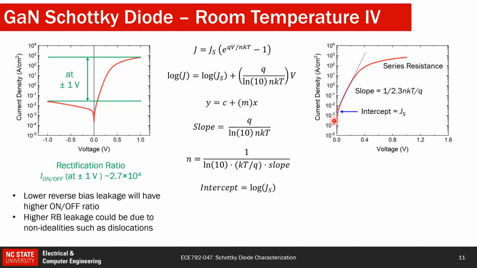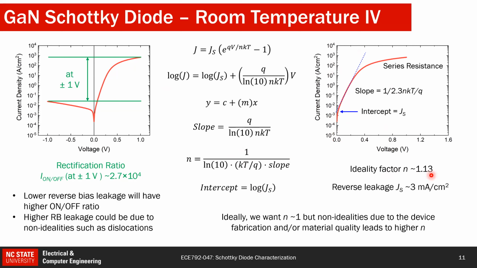Now if I draw a straight line, the slope of that line will give me the ideality factor, and the intercept where it goes to zero will give me the leakage current. And from this graph I can find the ideality factor is 1.13 and the leakage current is 3 milliampere per centimeter square.